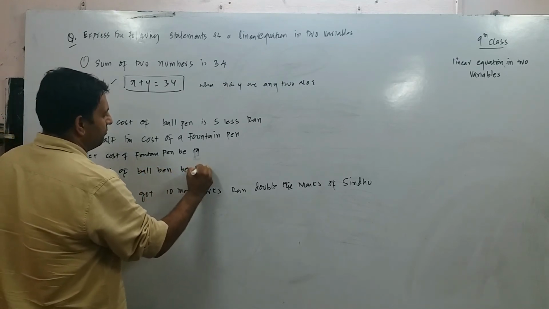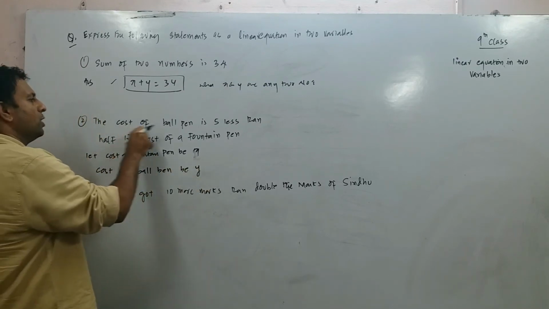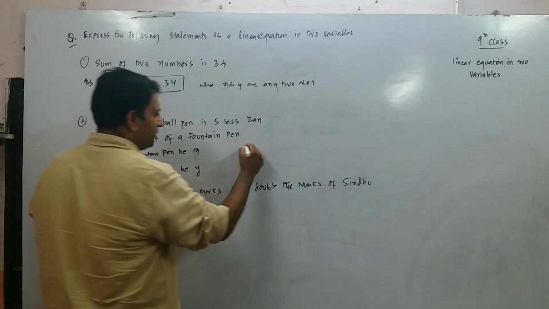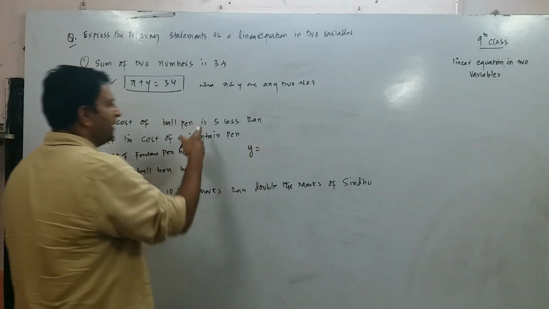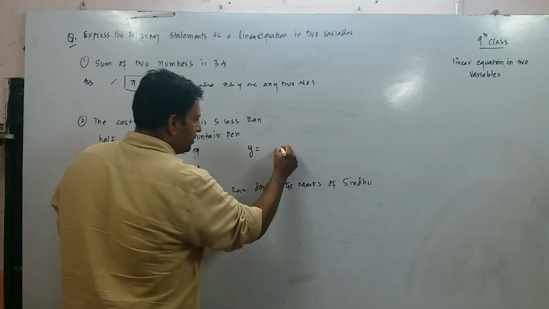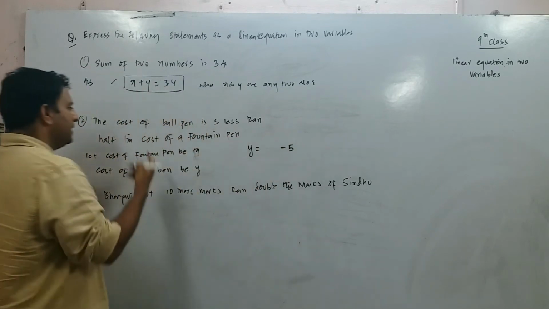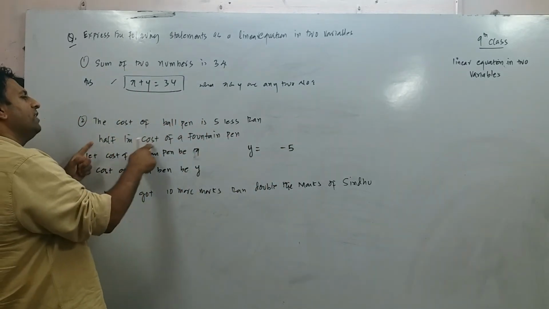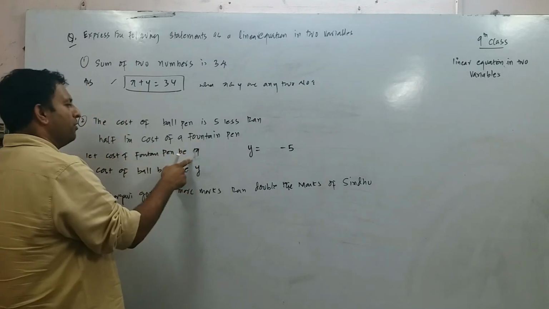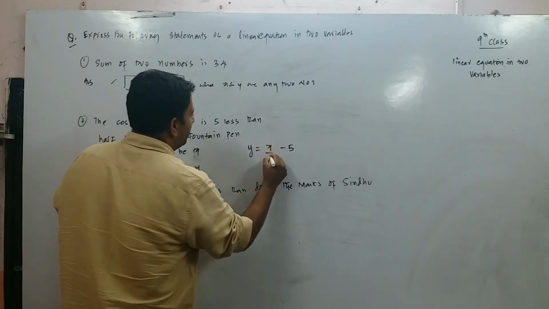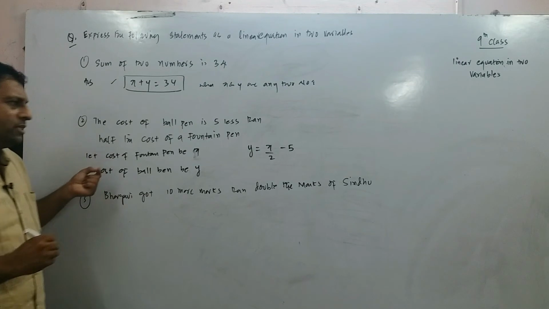be y. So what is he saying? The cost of ball pen y is 5 less, means you have to reduce 5 less than half the cost of fountain pen. What is the cost of fountain pen? X. Half the cost means x by 2. So like this you are supposed to do.